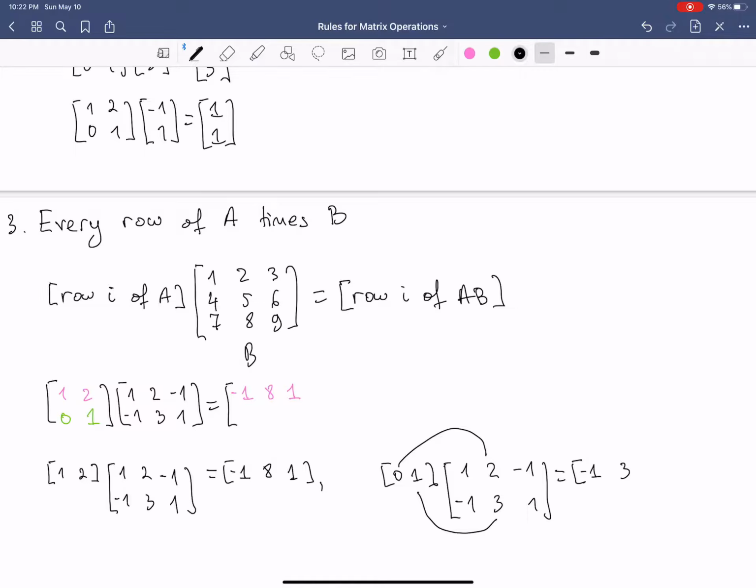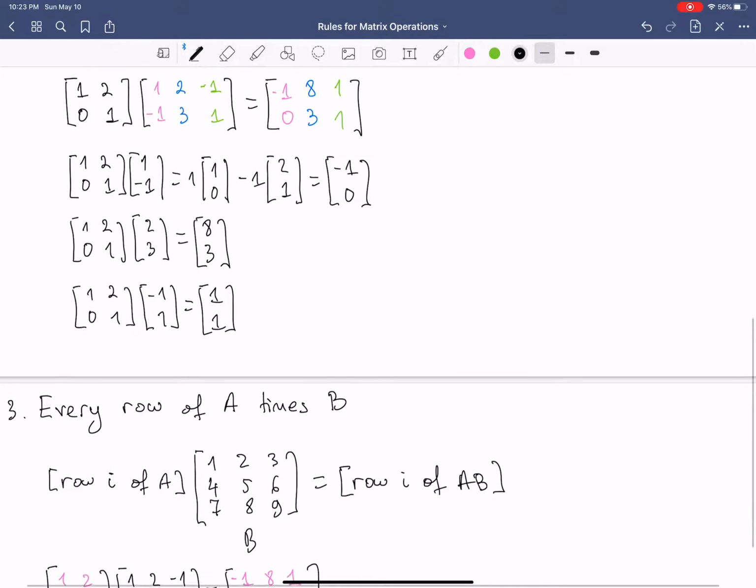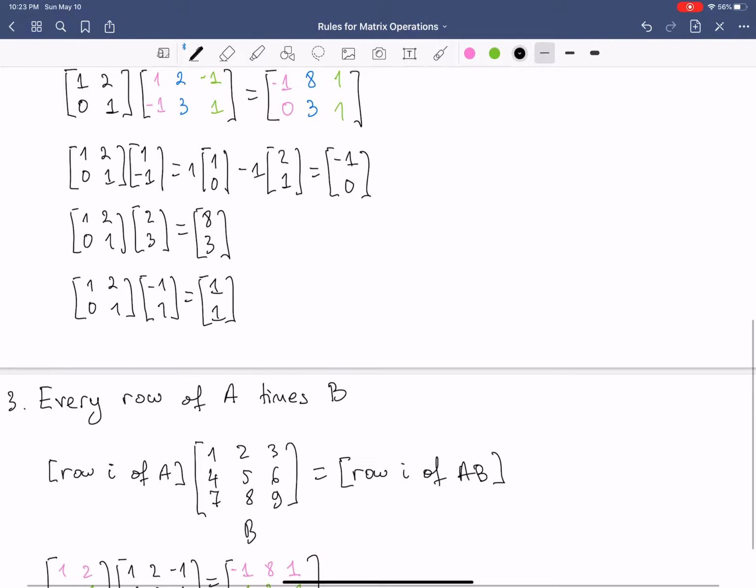And then we do that with the last column. 0 times negative 1 is 0, plus 1 times 1 is 1. We get this row. We write it as a second row in our answer. Negative 1, 3, 1. And we are done with the multiplication. And if you compare, oops, we have a mistake. Why do we have a mistake? How did I get the 0 there?